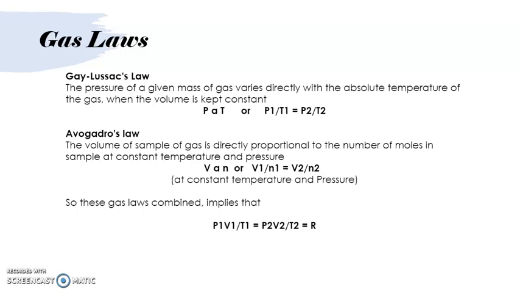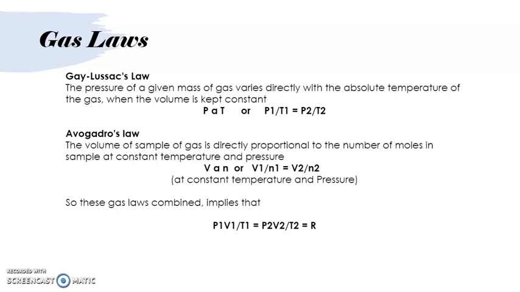Then Avogadro's law: the volume of a sample of gas is directly proportional to the number of moles in the sample at constant temperature and pressure. This is very important, that you specify the conditions of constant temperature and pressure. So the equation goes like this: V is directly proportional to n, where n is the number of moles of gas. So V1/n1 = V2/n2, like we have specified for Gay-Lussac's law. Avogadro's law is the relationship stated at constant temperature and pressure.